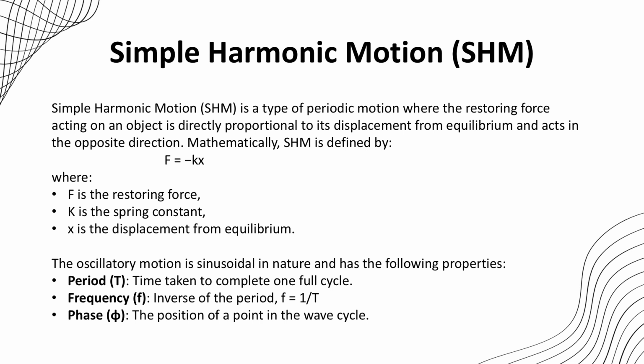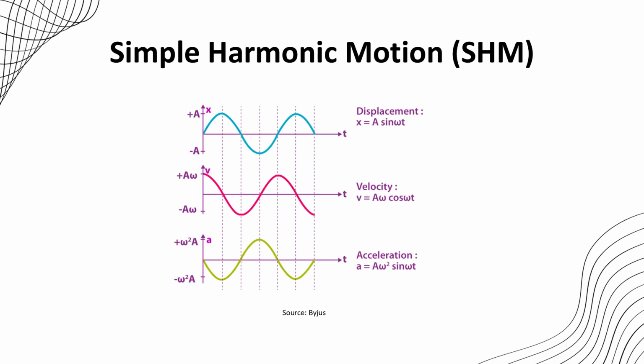Period, T: the time for one complete cycle. Frequency, f: the inverse of the period, or f equals 1 by T. Phase, phi: indicates the position within a cycle. SHM is sinusoidal, reflecting its periodic, smooth oscillatory nature. In this diagram, you can understand graphs showing the sinusoidal pattern of SHM displacement over time.